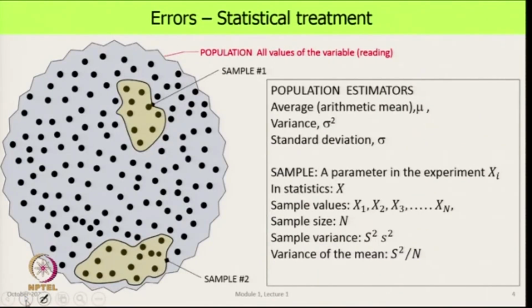So, we go back to basic statistics and we will very quickly revise what you would learn in a first course in statistics. What we have first is the concept of a population, and a population is a collection of all possible values that the variable, or in our case the reading, can take. That means we have been able to measure each and everything that is possible, and the collection of all these numbers is our population.